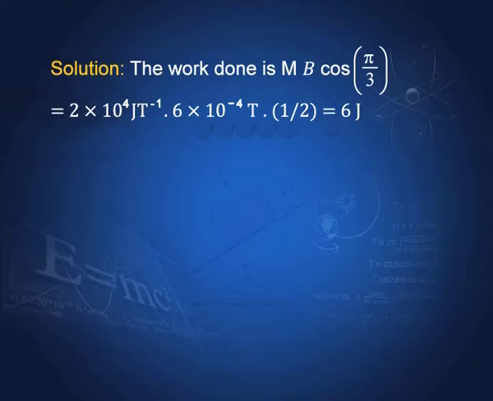You see, remember that if we have a dipole in a magnetic field, then the work done in moving this is m b cos theta or m dot b.